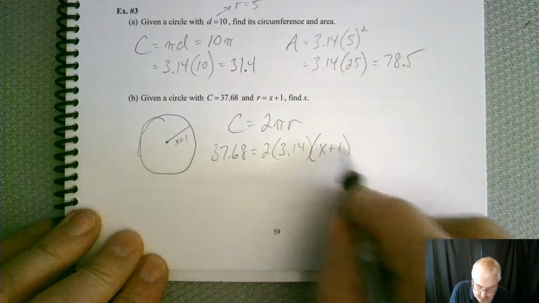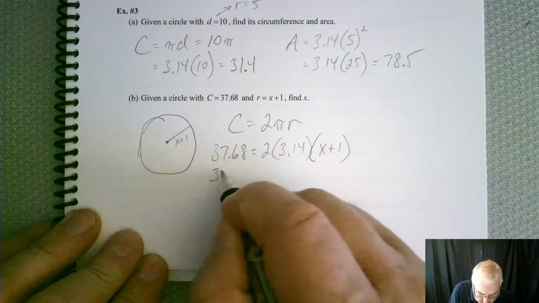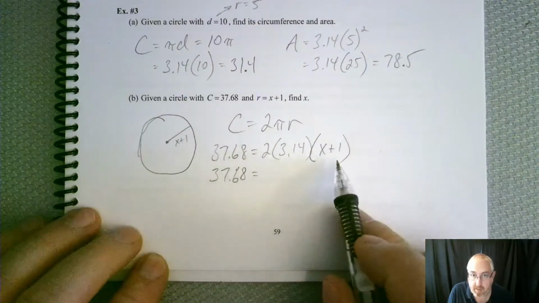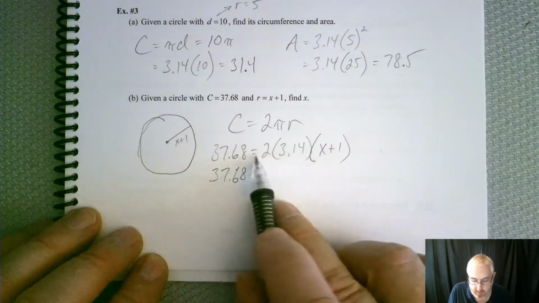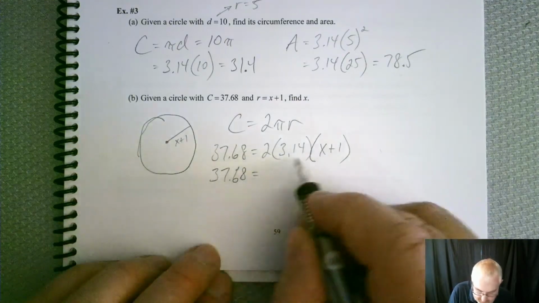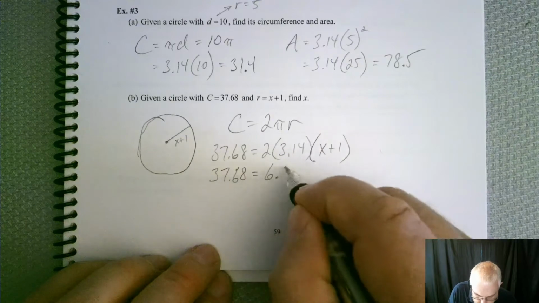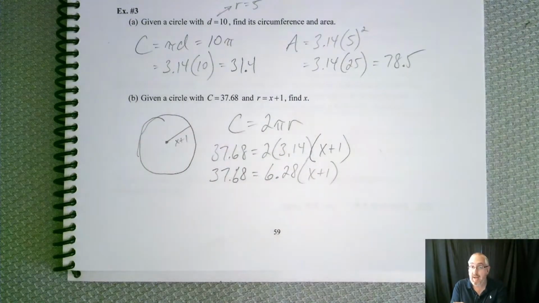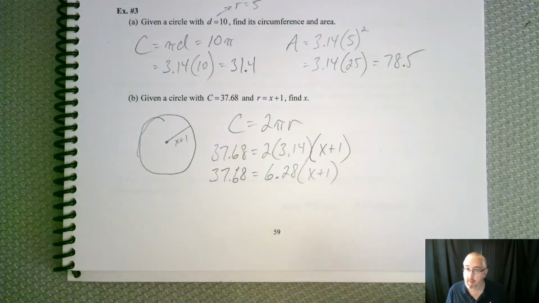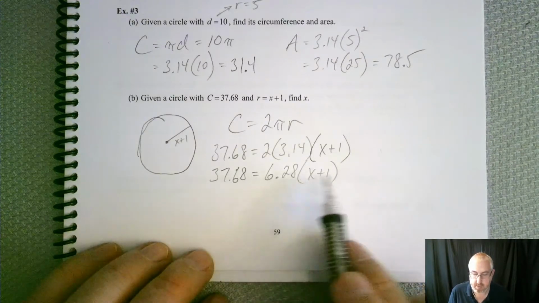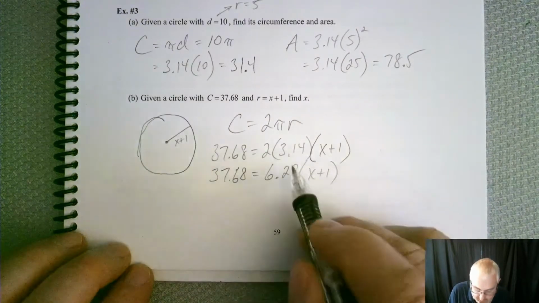So let's start breaking down this side. What would you want to do first? If we wanted to start breaking this down, well, you got two numbers that are multiplied together. Let's combine those. So we got 6.28 times x plus 1. And so now, what should we do next? We got some parentheses, so let's get rid of those by distributing.